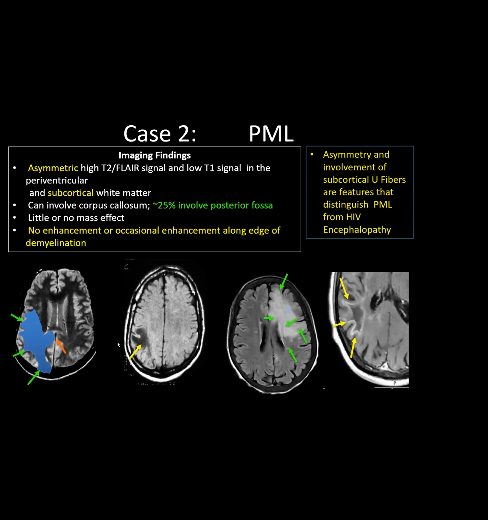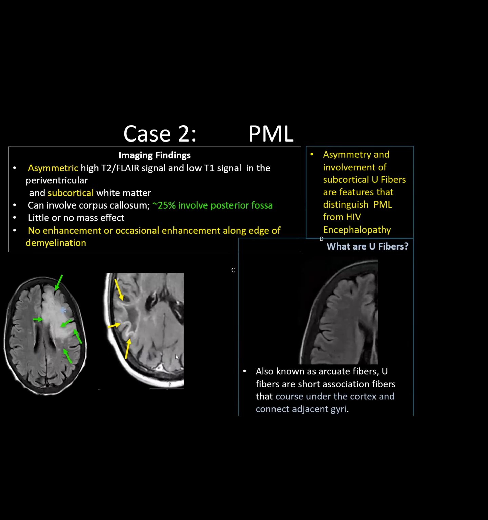So these are just different examples of the same thing. This is our case showing subcortical U fiber involvement. This is another case, confluent, involving subcortical U fibers and also going to the corpus callosum. It either has no enhancement or, very similar to demyelination, because it is a type of demyelination, it can have some edge enhancement like you're seeing in this case. It's often incomplete. Here are more examples of the same thing, just showing you that it involves subcortical U fibers.